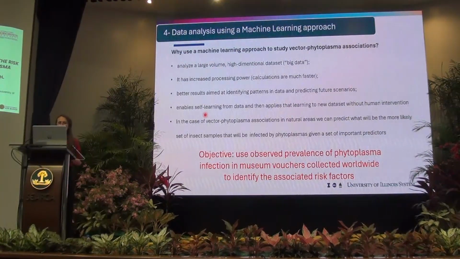And in the case of vector phytoplasma association in natural areas, we will predict what is the more likely set of insect samples that will be infected by phytoplasma, given a set of important predictors, those that I showed you before. So overall, our objective is to use the observed prevalence of phytoplasma infections in museum vouchers that were collected in natural areas worldwide to identify and associate the risk factors.